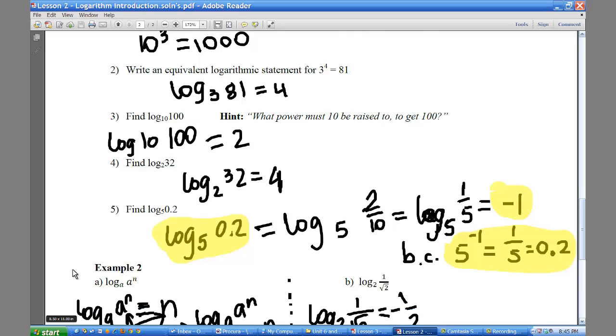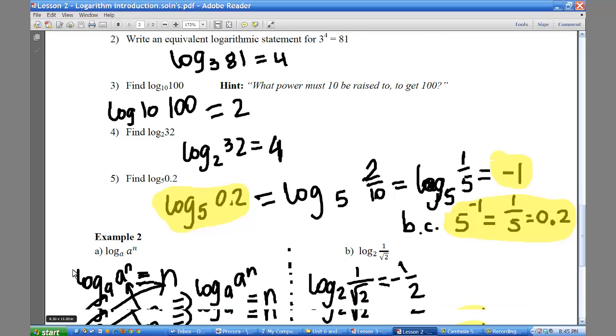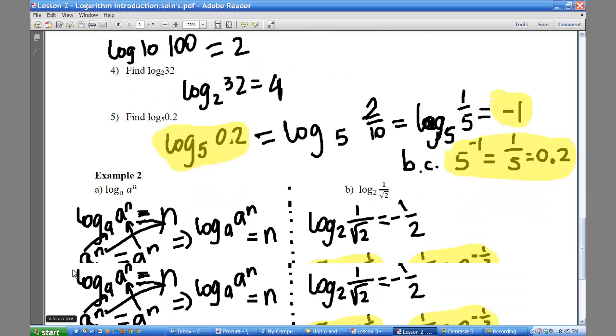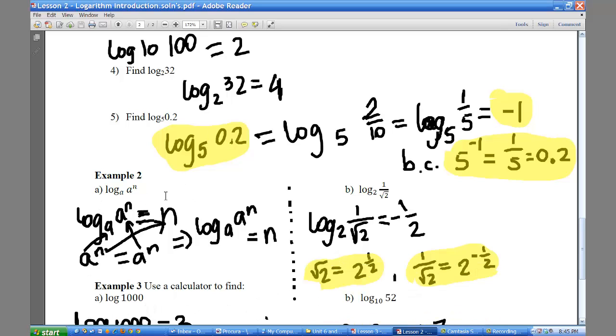Alright, if we only work with variables, log a is my base, a to the power of n is the result, it's your answer. So which exponent was a raised to get a to the power of n? The exponent is n. So log a of a to the power of n equals n.